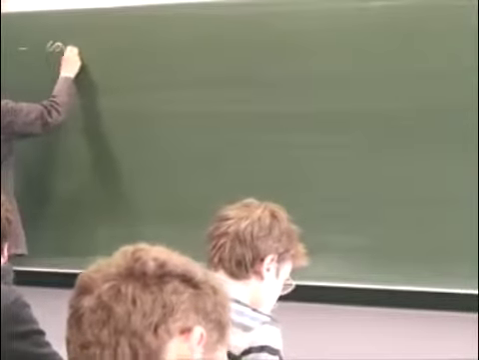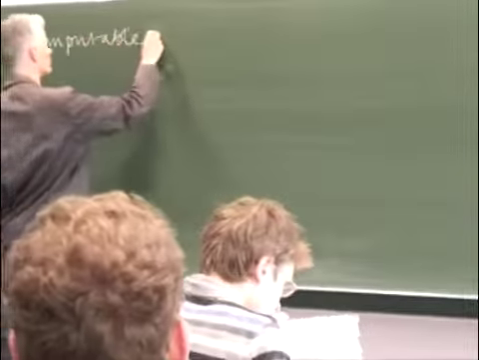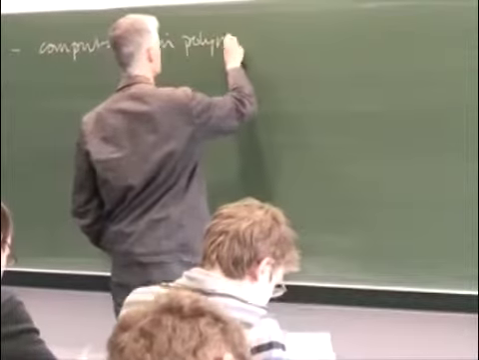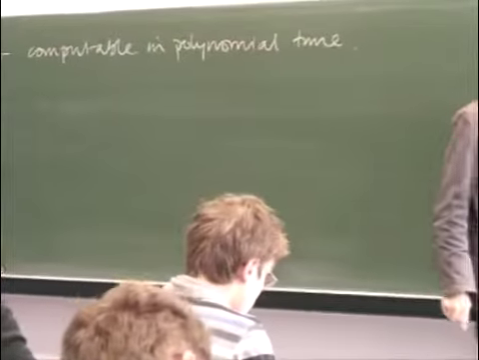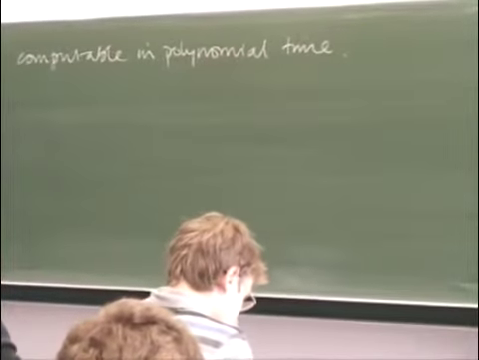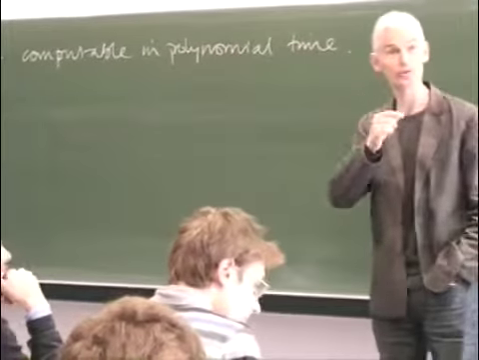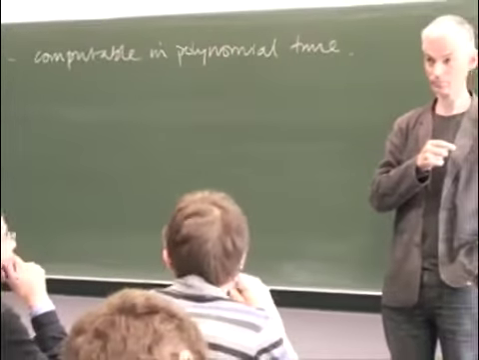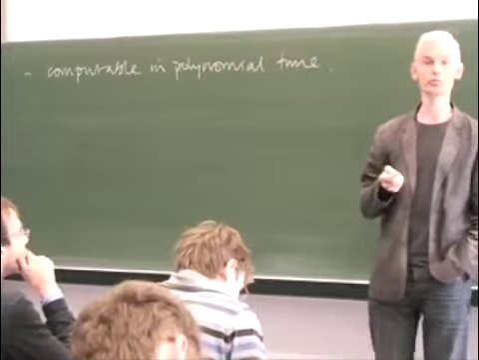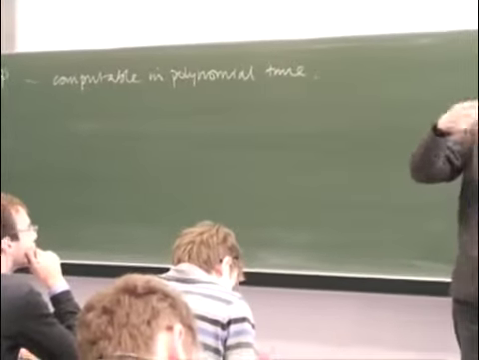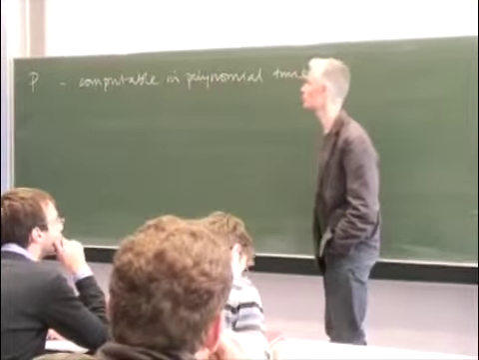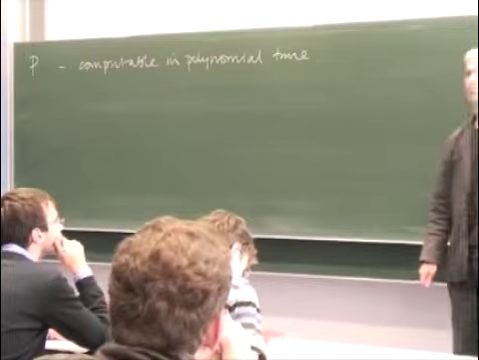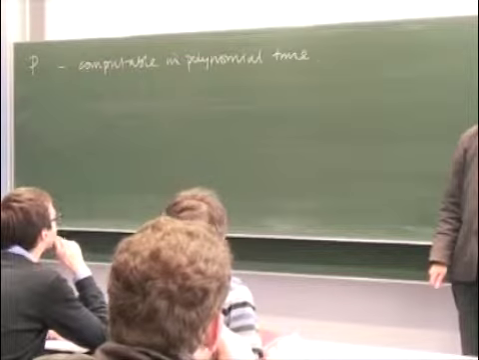So let's start with the easy one, P. If you want to be formal about it, which I won't be, you can say something like a Boolean function f from {0,1}^n to {0,1} is computable in time m if there's a Turing machine that after m steps outputs whatever f's output should be, something like that.